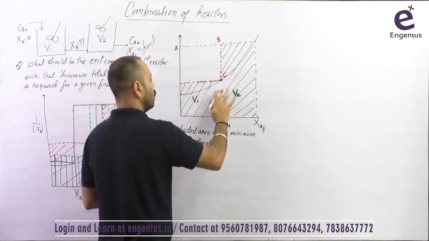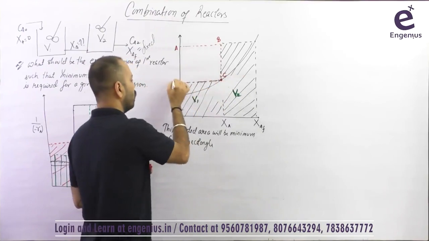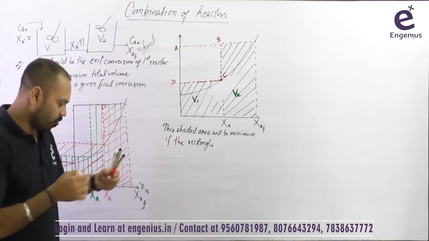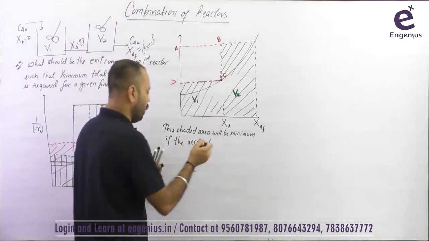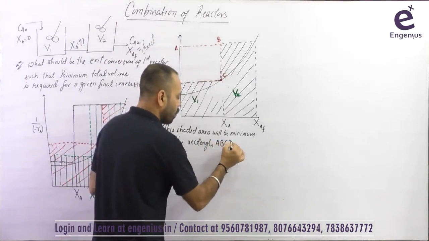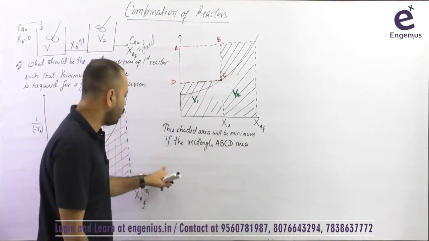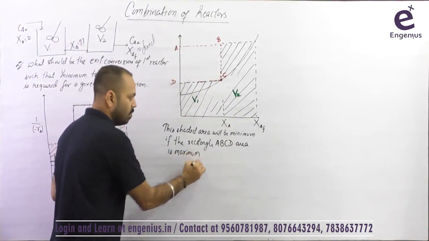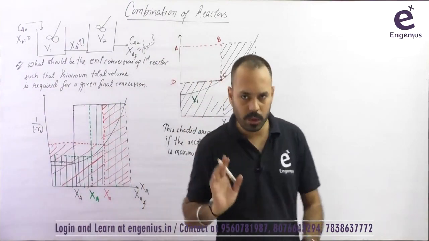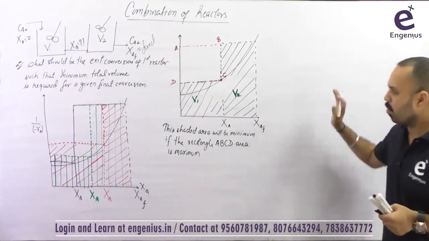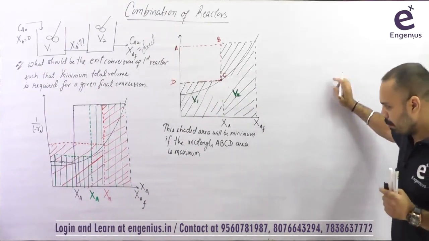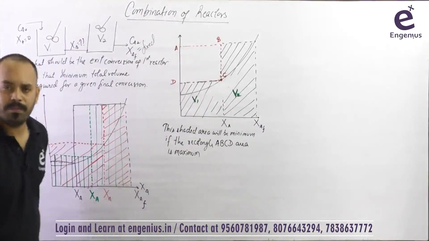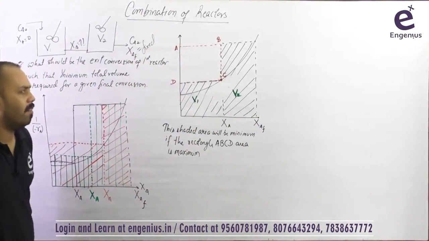Let me make some empty space here so that I can make something else in that empty space. This shaded area will be minimum if the rectangle ABCD area is maximum. I hope this is not very difficult to understand. Look, right now I am just telling you where this comes from. Definitely in the GATE exam a question has not come from here, but something can be framed on this graphically. So it is important to understand this concept, okay. The shaded area will be minimum if the rectangle ABCD area is maximum. And when the rectangle ABCD area is maximum, what do you think, when is the area of a rectangle maximum?